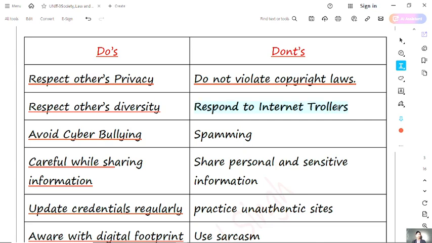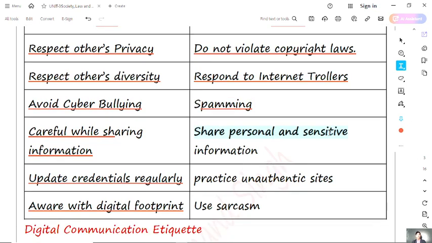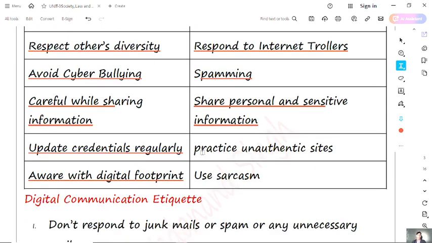Now, responding to internet trollers. We should not respond to those who are trolling us on the internet. We should not respond to them. Spamming: we should be aware of it. Next is sharing personal and sensitive information with others. We should take care of this.